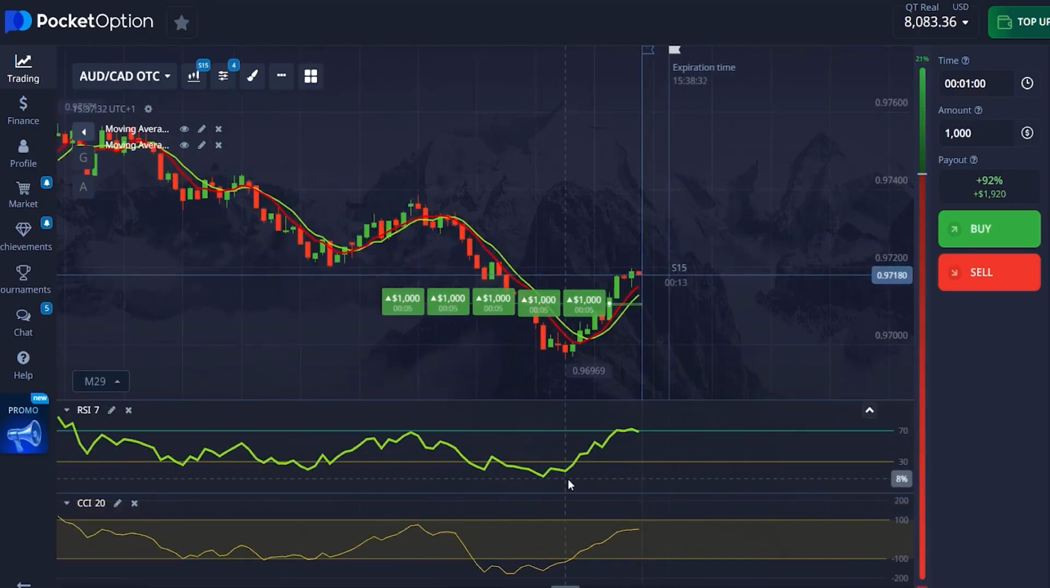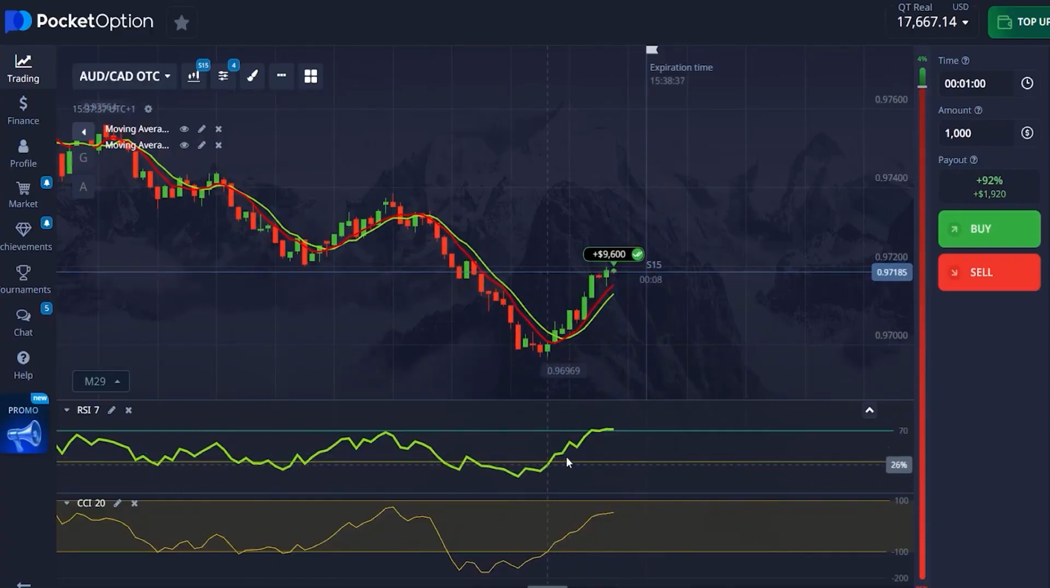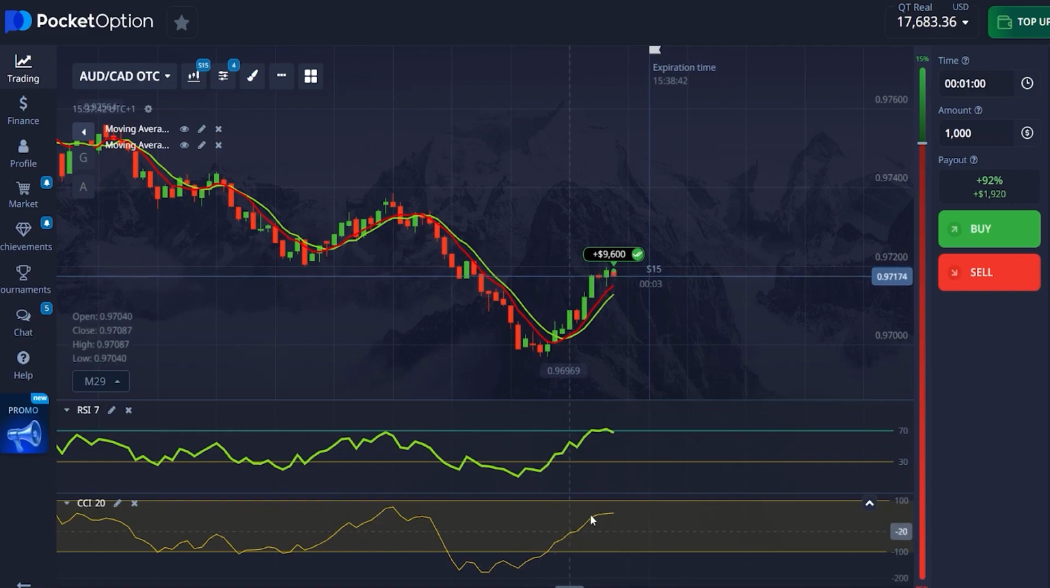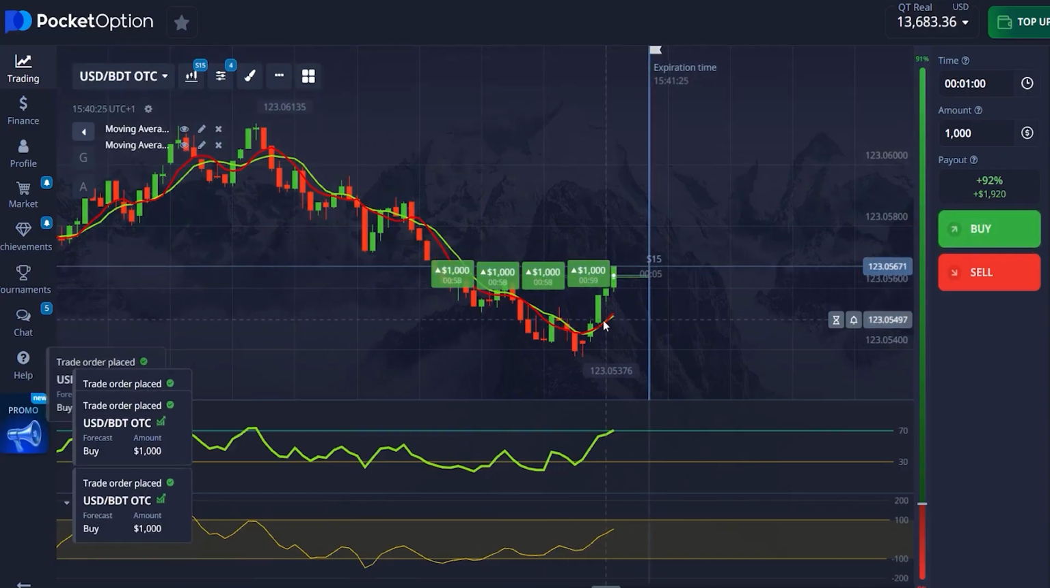So right at this point, I found my RSI indicator. It's actually moving from the oversold condition going towards an upside direction. The same thing with my CCI indicator. So right here I found another opportunity for an up position.